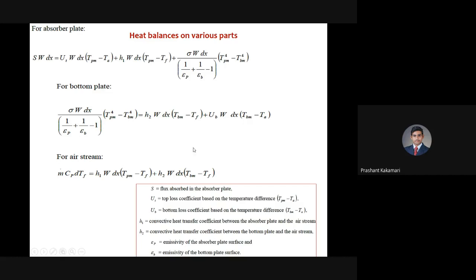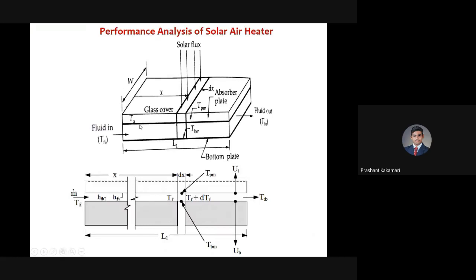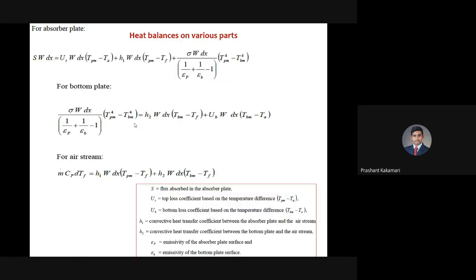So like this, whatever energy is absorbed by the absorber plate is lost to the top cover or to the top area in the atmosphere. That is the top loss we are calling it. Then the bottom loss is with respect to the bottom plate, and loss is also possible because the fluid is absorbing the heat from the absorber plate also. So there are totally three terms on the right hand side, three losses. The received energy is on the left side for the absorber plate.